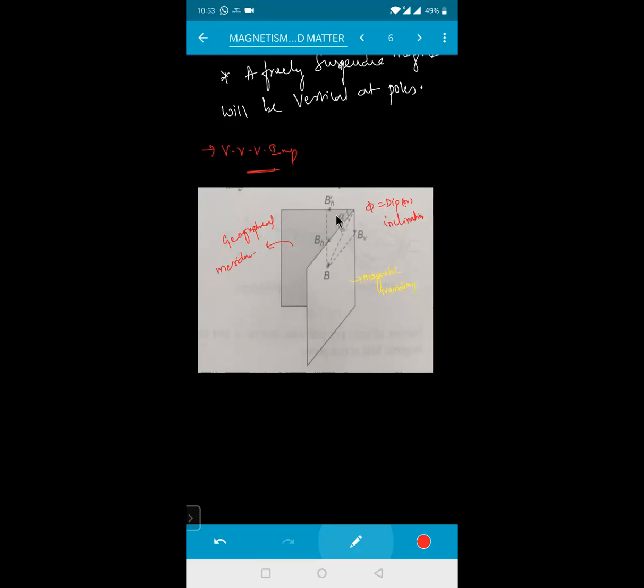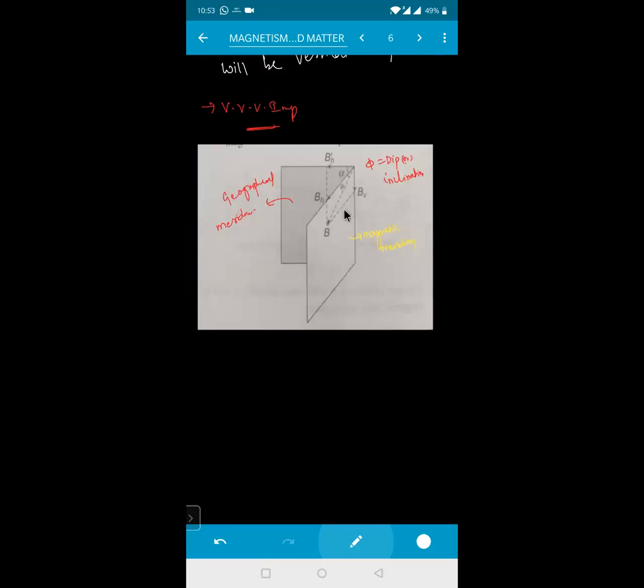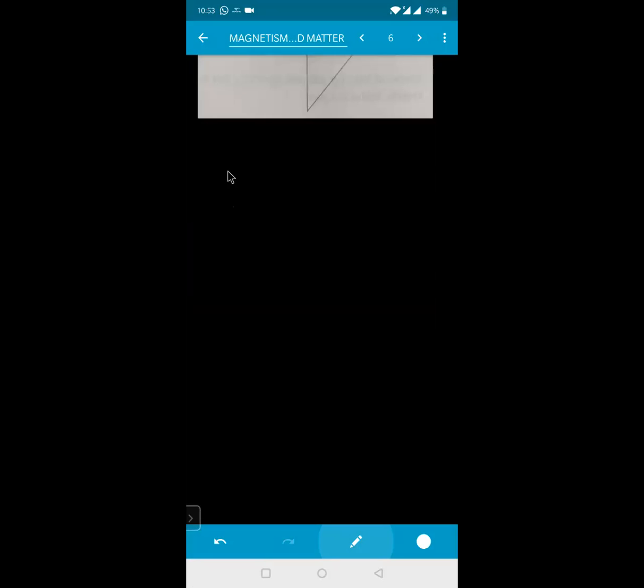See, what is this alpha? This is very much important. I'll try to help you out in this one. This alpha is the angle between this horizontal component BH and this BH dash. That means I'm writing here: in a vertical plane, making an angle alpha to the magnetic meridian.